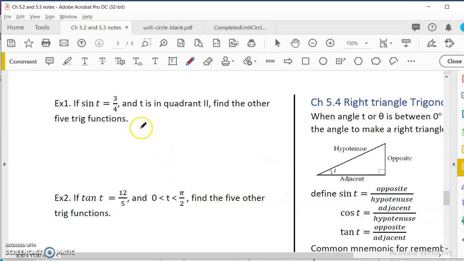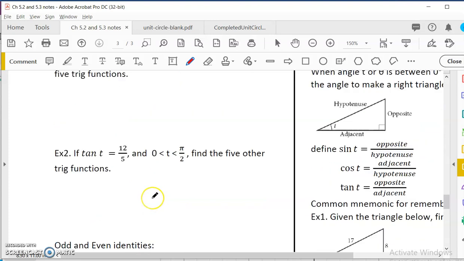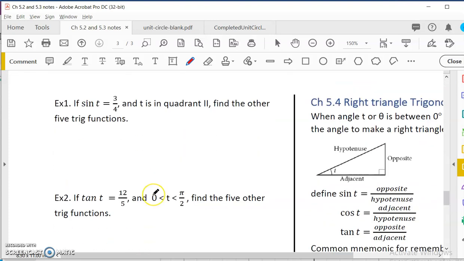So we can use those identities to do some calculations. These are kind of like drill questions to get you used to the identities. So let's do it. But they involve doing the square root of a fraction, so you need to know how to do the square root of a fraction. Sine t is 3 over 4. Also, t is in quadrant 2. So find the other 5 trig functions.